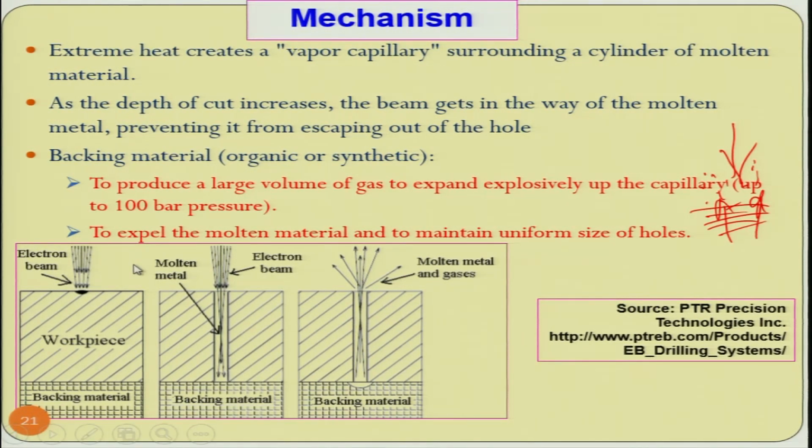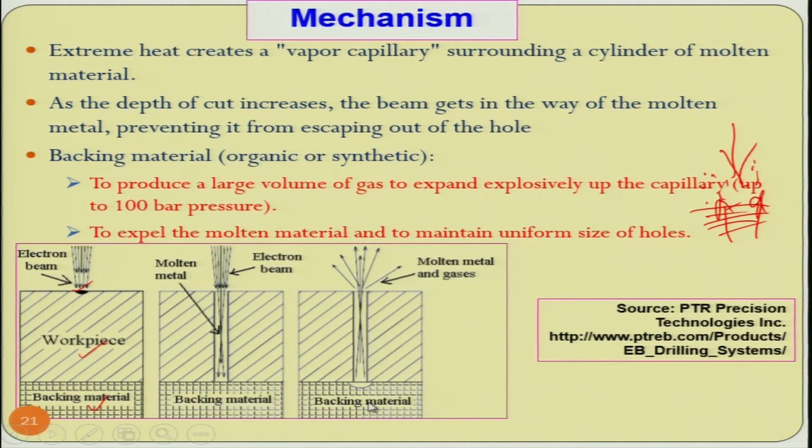So, you can see here clearly that the electron beam is coming, it is melting the workpiece material in the beginning, and you have the backing material over here at the bottom. You can clearly see this is the backing material, and this is the workpiece, and here heating and melting is taking place. So, you have the molten material over here, and this is the backing material, and the electron beam is there.